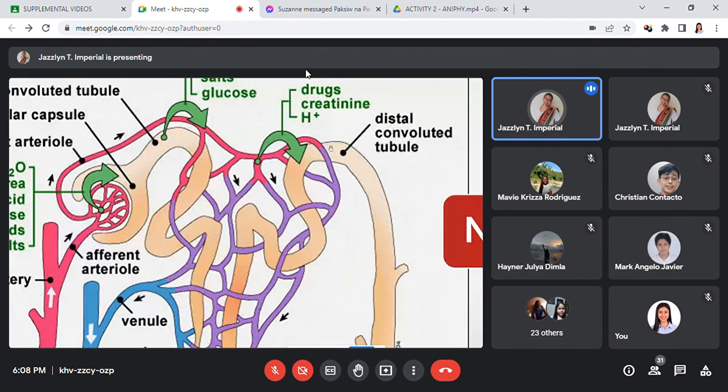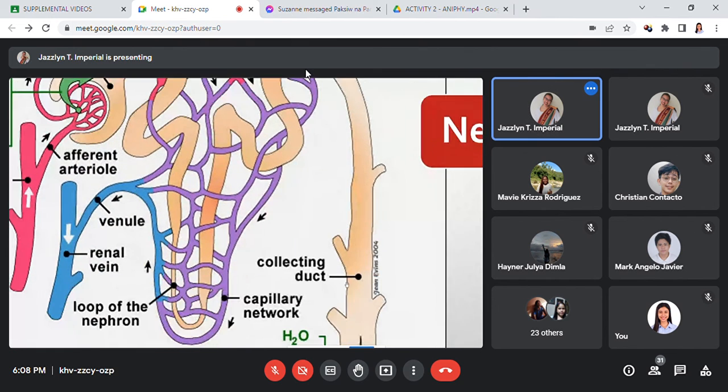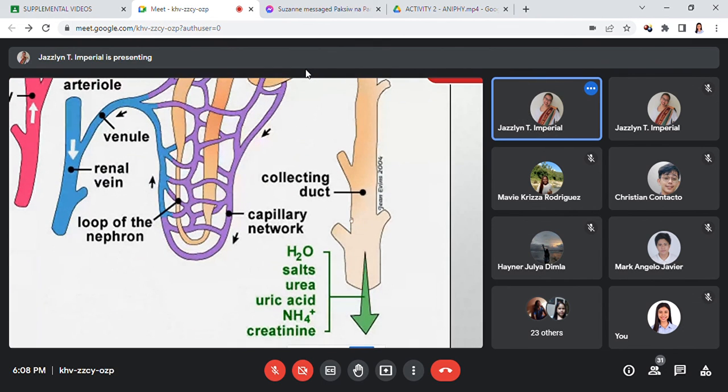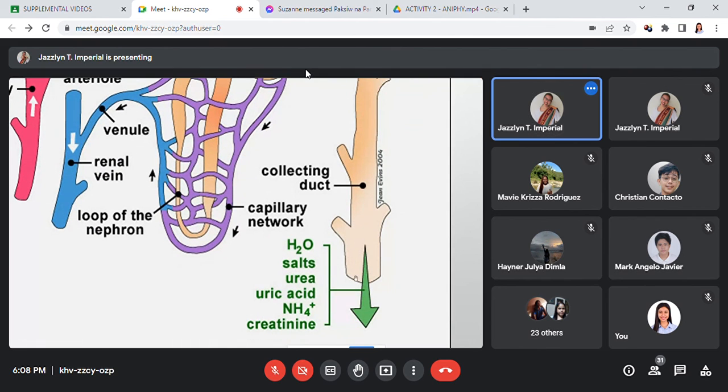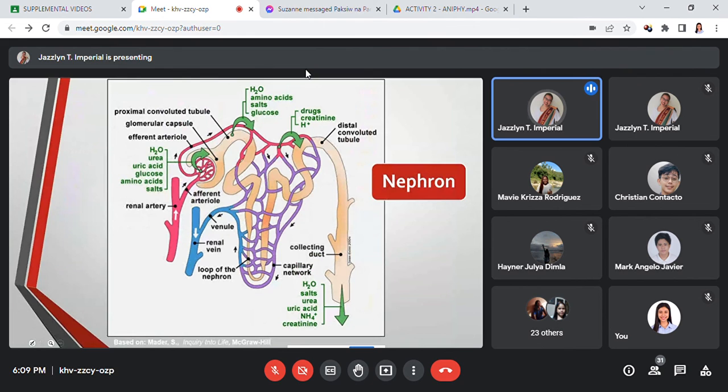So dito ulit, as I've mentioned earlier, secretion of drugs, creatinine, and hydrogen ions into the distal convoluted tubule. And then finally, your final filtrate will go down the collecting duct. And in the collecting duct, further, you will see that water may be reabsorbed. And what is actually eliminated out of the collecting duct to the renal pelvis out of the ureter is water, salt, urea, uric acid, ammonia, and creatinine. So these things, depends on the animal, will now be found in your urine. Okay? So, yan po ang process sa isang nephron.